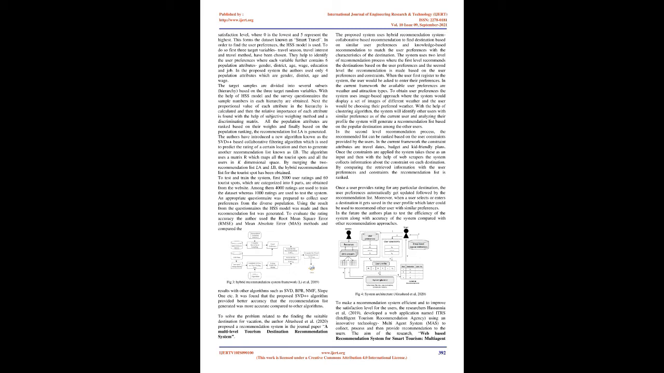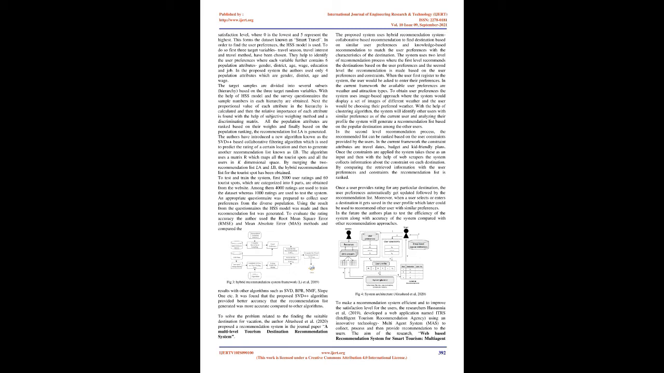A is generated. The authors have introduced a new algorithm known as the SVD++-based collaborative filtering algorithm, which is used to predict the rating of a certain location and then to generate another recommendation list known as B. The algorithm uses a matrix R which maps all the tourist spots and all the users in k-dimensional space. By merging the two recommendation list A and B, the hybrid recommendation list for the tourist spot has been obtained.